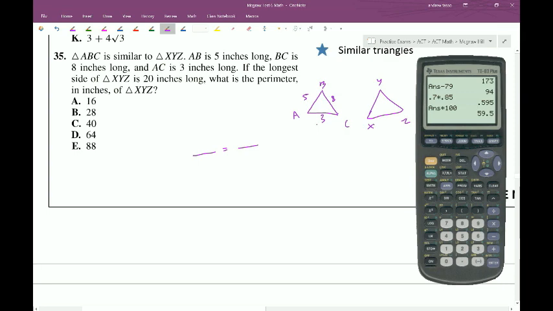If the longest side of XYZ is 20, so that would be this side, what is the perimeter in inches of XYZ? So to get the perimeter, well, what I could do is find the perimeter of this one, which is going to be 5 and 8, 13, and 3, 16, and see what the proportionality constant is. So actually, yeah, I would have to compare 8 with 20. So compare 8 with 20, and then I'll compare the perimeter of this one with the perimeter of this one. And that should do the trick. So 8x is equal to, this will be 320, and then divide. So 320 over 8. You get 40.